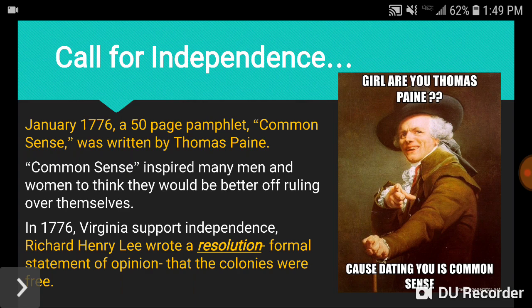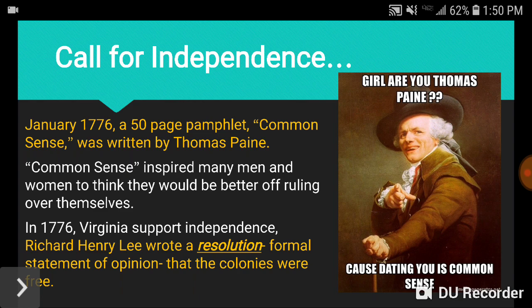And many colonists are going to read this pamphlet by Thomas Paine, Common Sense, and they're going to be inspired to say, you know what? Thomas Paine is actually right. We should be fighting for our own independence. We should try to get rid of British government in the colonies, and we'd be better off ruling ourselves.